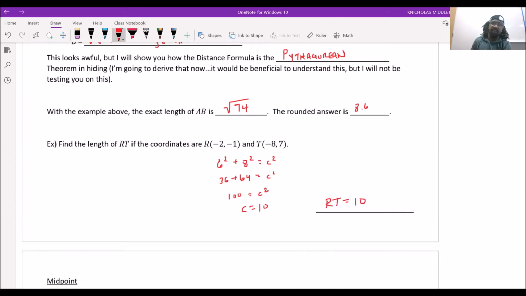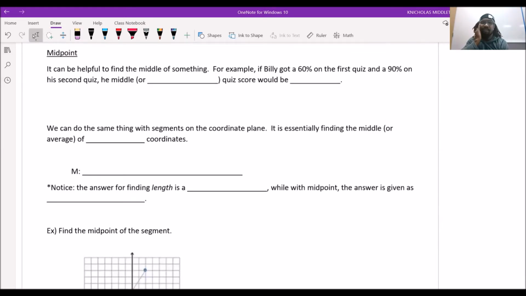So whether you use Pythagorean theorem or the distance formula, they're the same thing really. Our distance is 10. Midpoint. It can be helpful to find the middle of something. For example, if Billy got 60% on the first quiz and 90% on the second quiz, his middle or average quiz score would be 60 plus 90, 150 divided by 2, 75%. Okay, we can do the same thing with segments on the coordinate plane. It is essentially finding the middle or average of two coordinates.